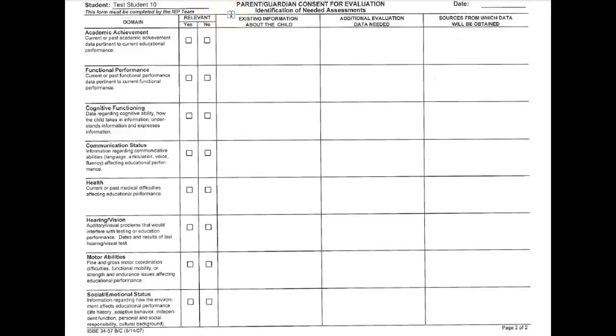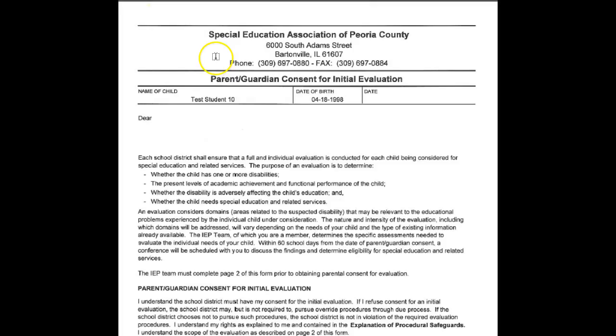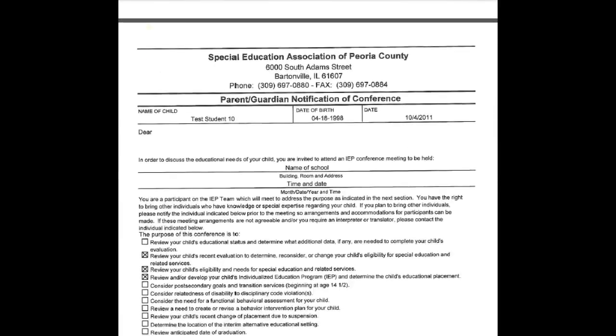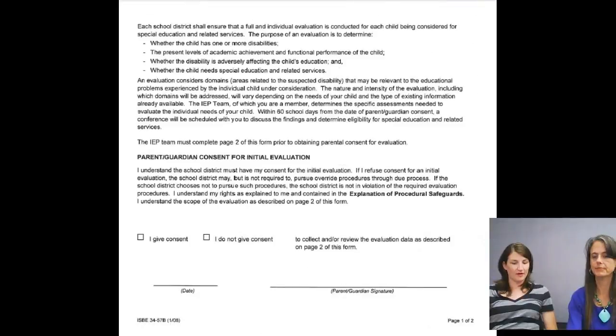The team will review the grid, adding and reviewing existing information about the child, and discuss any evaluations that need to be done in the areas of concern, and who will be gathering that information and reporting on it. After this is complete, the parents sign consent for initial or reevaluation. When a date and time has been chosen for the meeting, a notification will be sent home. It will list the purposes of the conference, who will be gathering the information, and what their roles are.